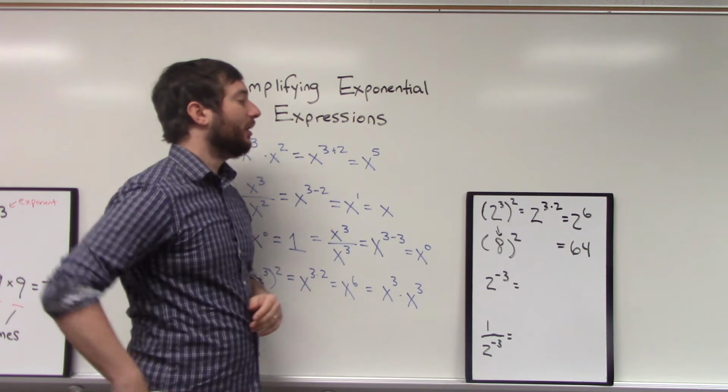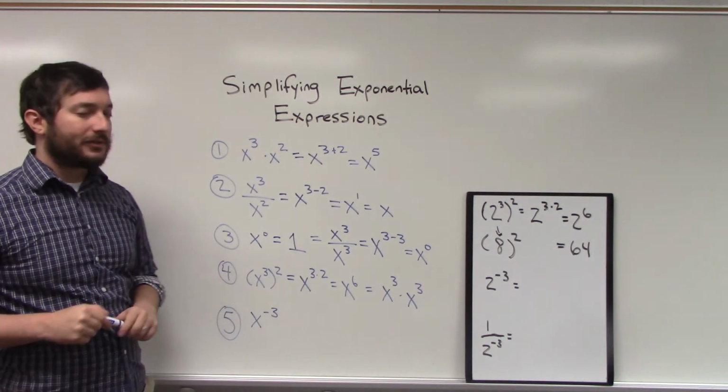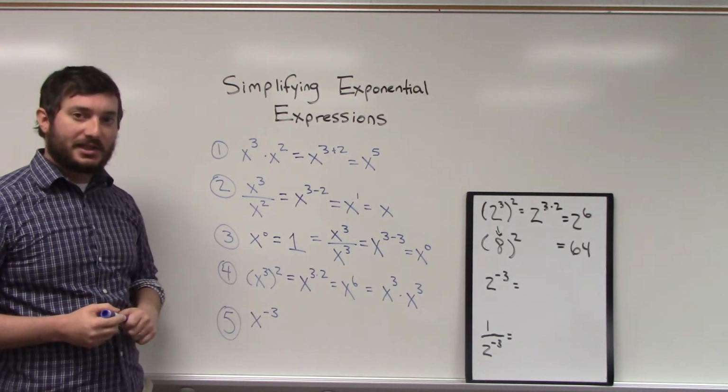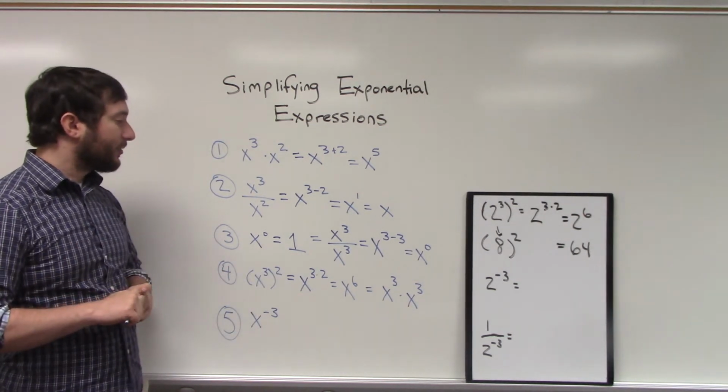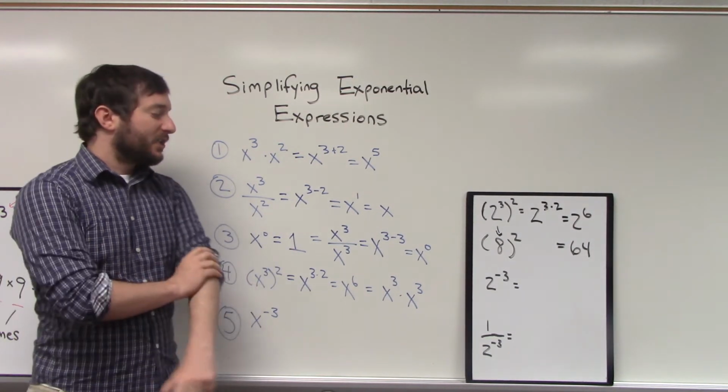It works. Whenever you have a number inside of parentheses and you're being asked to raise it to another power, distribute that exponent inside the parentheses. That takes us to our last rule for today, which is what happens when we have negative exponents.